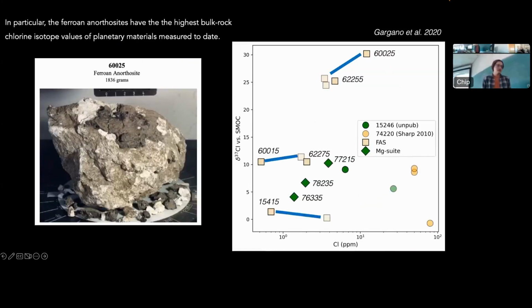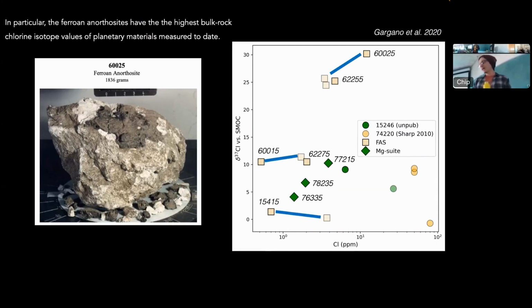And if we focus specifically on their chlorine isotope values and chlorine contents here, all of these rocks are thought to be the most primitive primordial rocks and very important to understand crust building processes. They actually have the highest bulk rock chlorine isotope values of any planetary materials measured to date here, showing a real stark increase in chlorine content and isotope value in what is, to my understanding, the most well-dated rock on the moon, 60025.